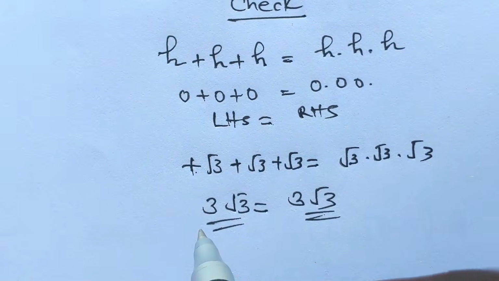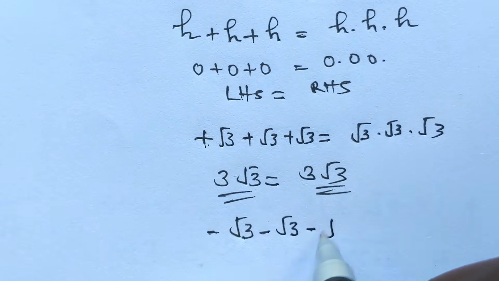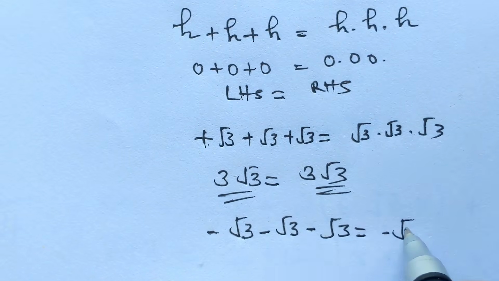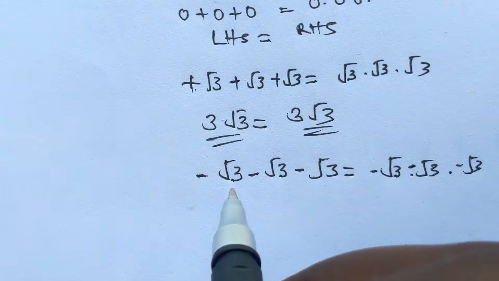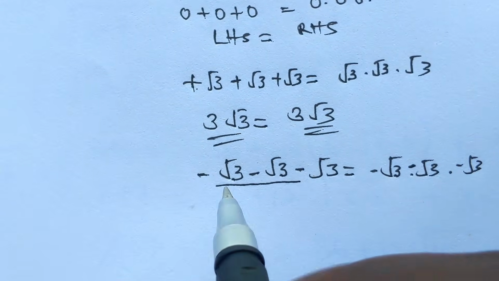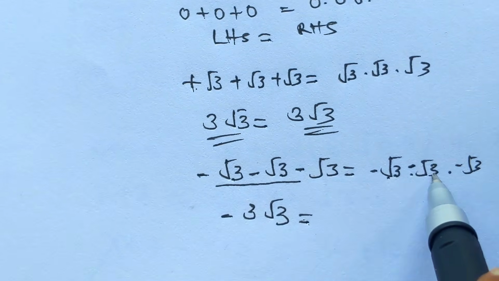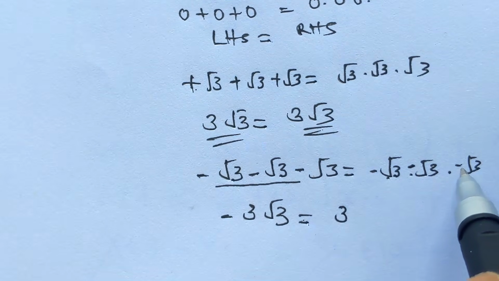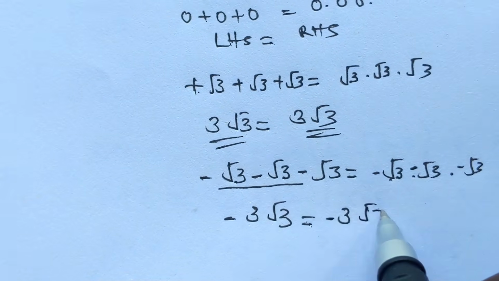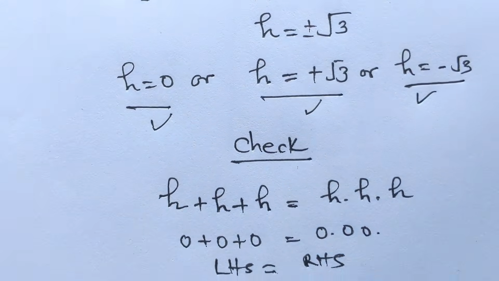And of course here we have negative square root of 3 minus square root of 3 minus square root of 3, which is equal to negative square root of 3 times negative square root of 3 times negative square root of 3. The left side will be negative 3 square root of 3, which is equal to negative square root of 3 times negative square root of 3, that is 3, times negative square root of 3, which is negative 3 square root of 3. So this value of h is correct.